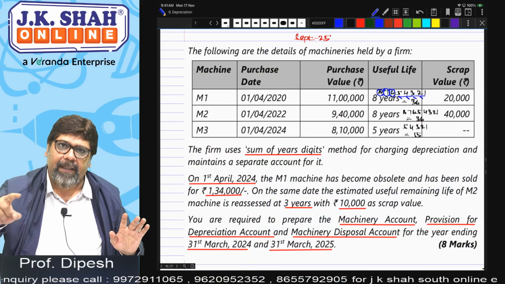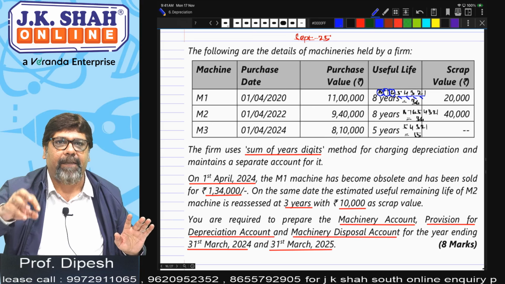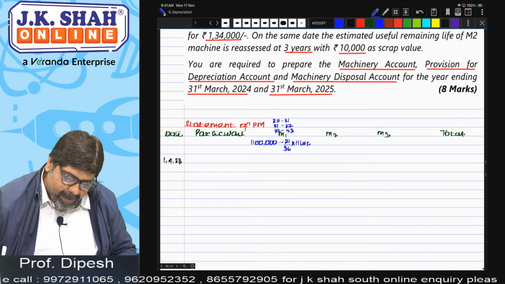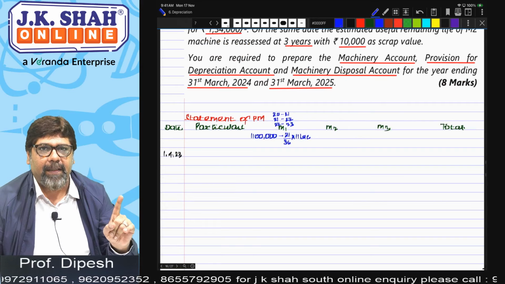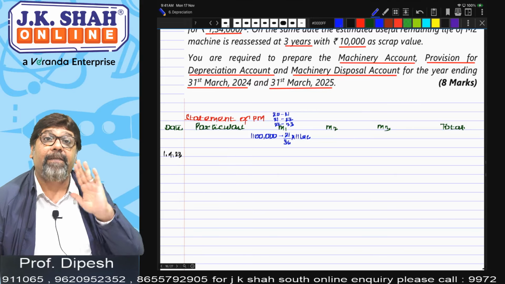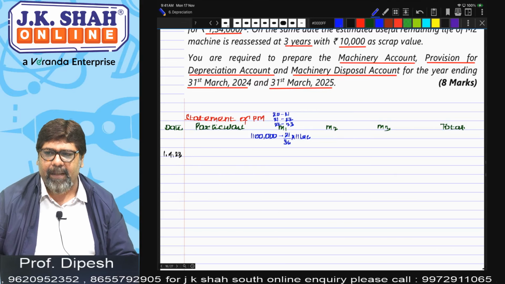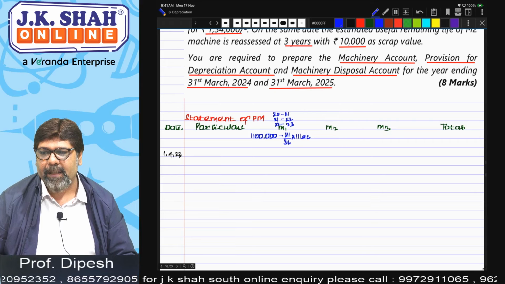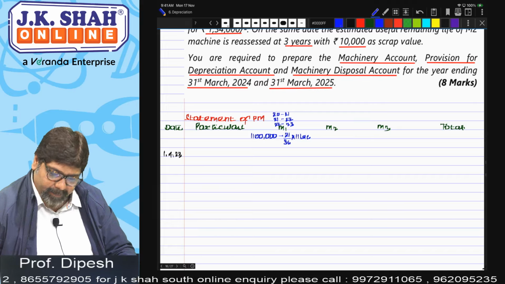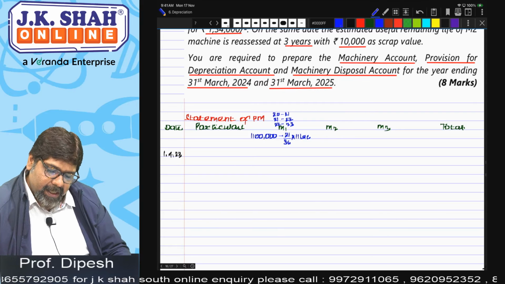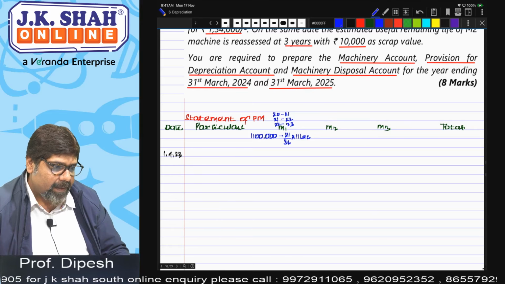Either you can say 8, 7, 6 has depreciated. 8 plus 7 plus 6 is how much? 8 plus 7, 15, 15 plus 6, 21. So 21 by 36 it has depreciated. If 21 by 36 it has depreciated, that means 15 by 36 is remaining. Correct, chartered? Now tell me the value. 11 lakhs minus 21 by 36 into 11 lakhs.